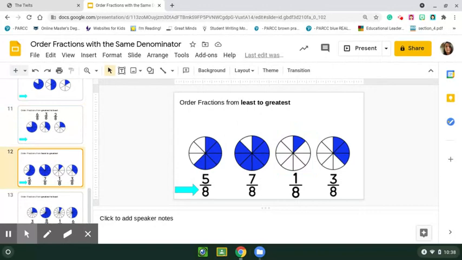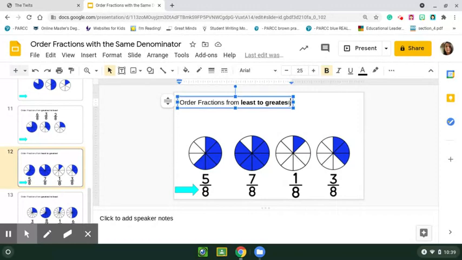All right, here we go. They stuck in 4 fractions. So this one says least to greatest. I think they want us to do greatest to least. So we're going to switch that around. We'll do greatest to least. Okay.